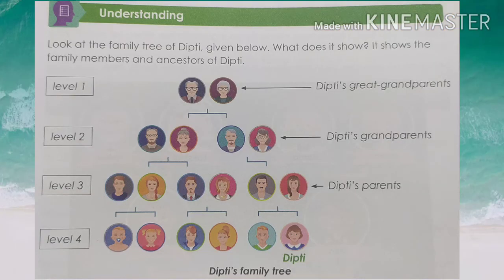Let us see our next point, that is understanding. Look at the family tree of Dipti given below. What does it show? It shows the family members and ancestors of Dipti. So students, this family tree shows her great grandparents on top. Then it shows her grandparents. Then parents and finally her.